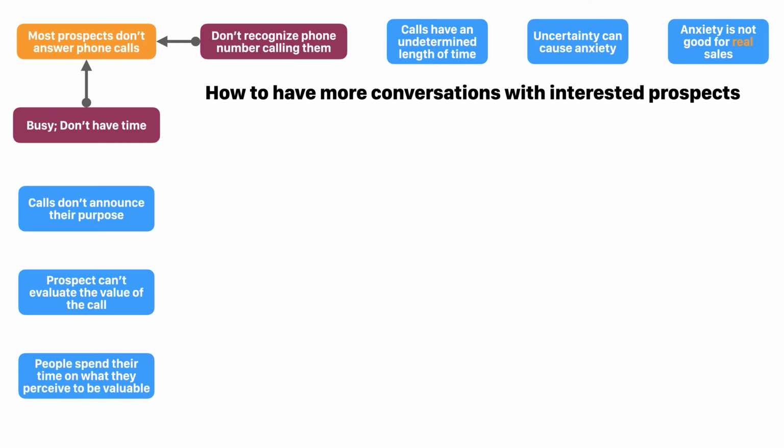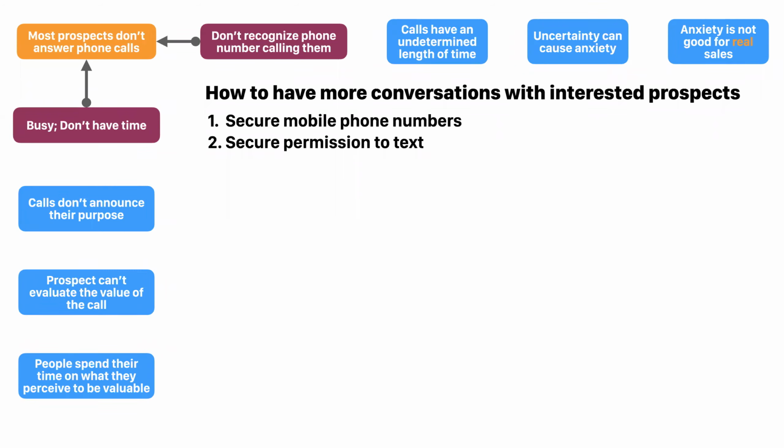So how do we have more conversations with interested prospects? The first step is we have to secure mobile phone numbers. The reason for mobile phone numbers is because of number 2, which is we've got to secure permission to text. We want to be texting. Texting is actually the secret formula for being able to have more conversations with interested prospects.